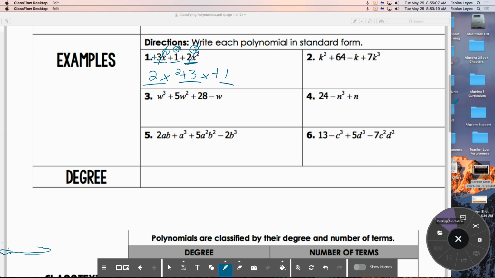I want you to try number 2, 3, and 4. I feel like that should be enough to get the general idea. So try 2, 3, and 4. I'll go around, try to clarify and answer any questions for you guys.